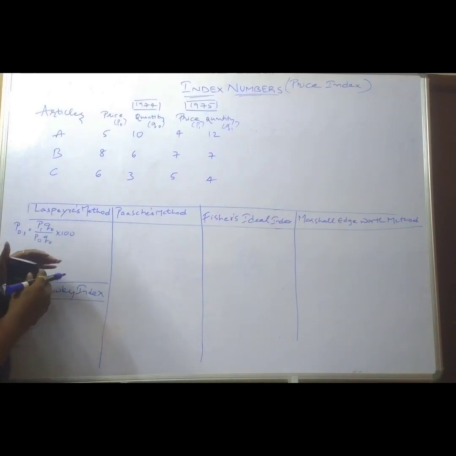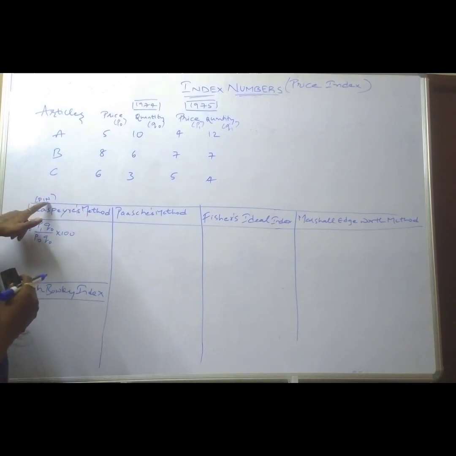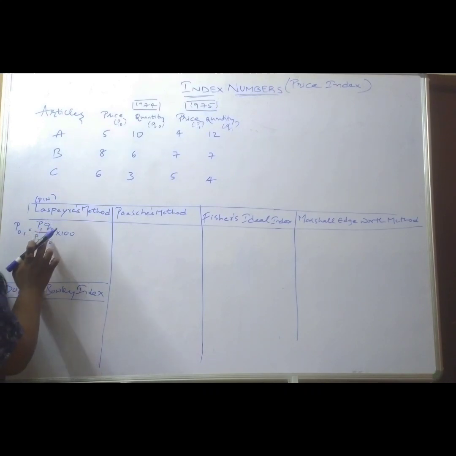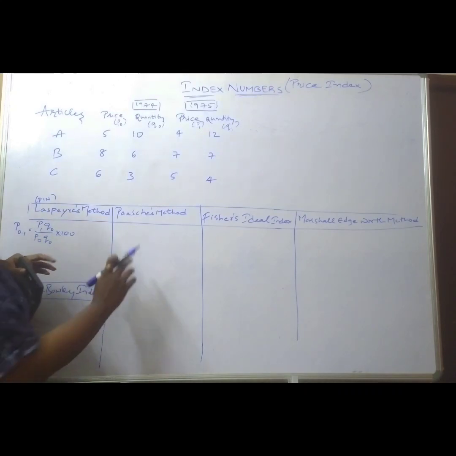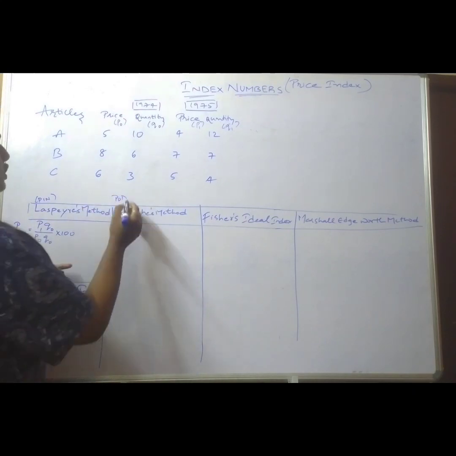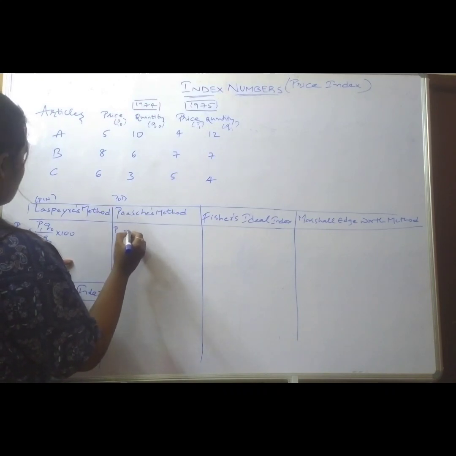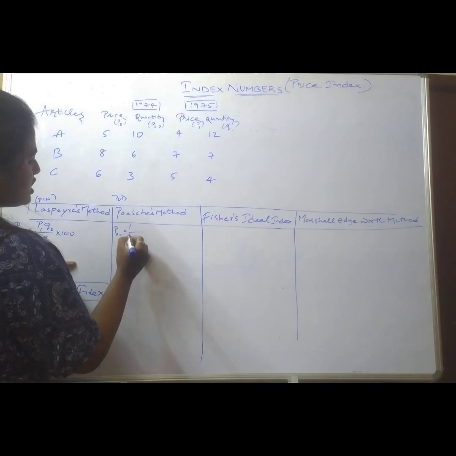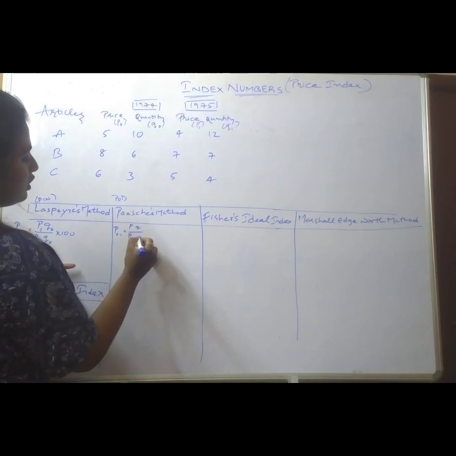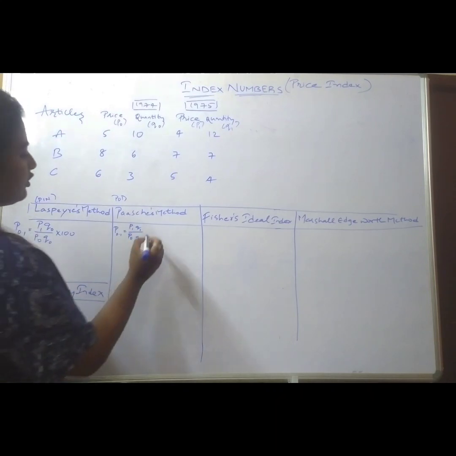Now how you have to remember this formula for last year's method: just have a code for this, that is PIN. P1 in numerator, and remaining all will be zeros. So P1, Q0, P0 and Q0. And next one will be past years. Just have a code for this, that is POD. P0 in denominator and remaining all will be 1. So P1, Q1, P0 and Q1. This is how you have to remember your formula.